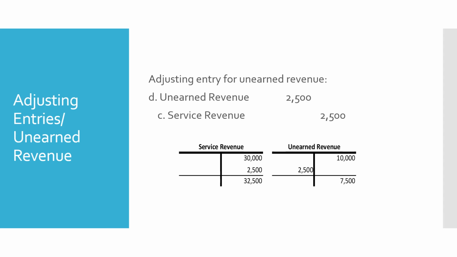So we want to make an adjusting entry where we decrease the liability account by $2,500 and we increase the revenue account by $2,500. So after we make this entry and post it, the service revenue account balance is going to increase by $2,500 to $32,500, and the unearned revenue account is going to decrease, and the new balance of $7,500 shows that we owe performance obligations with a value of $7,500, not $10,000 anymore.